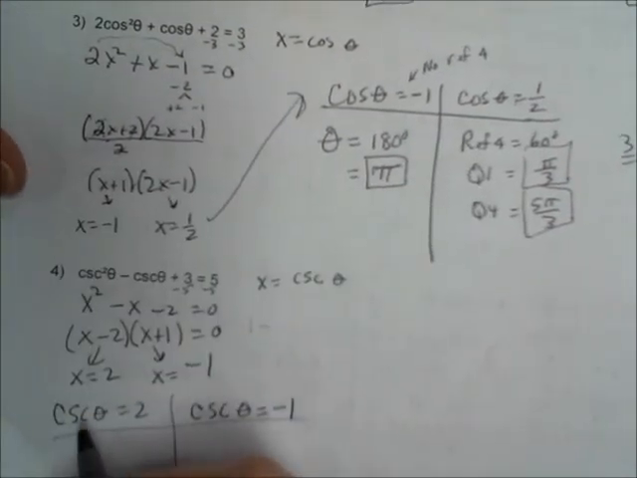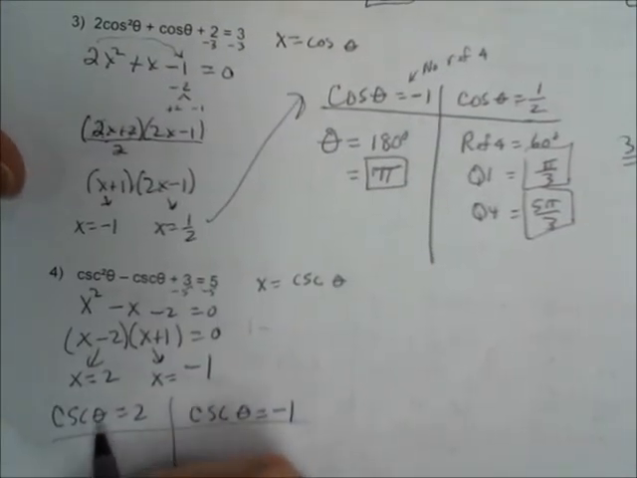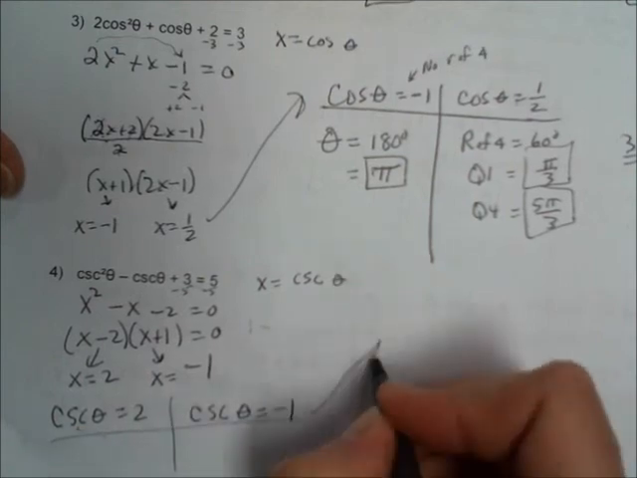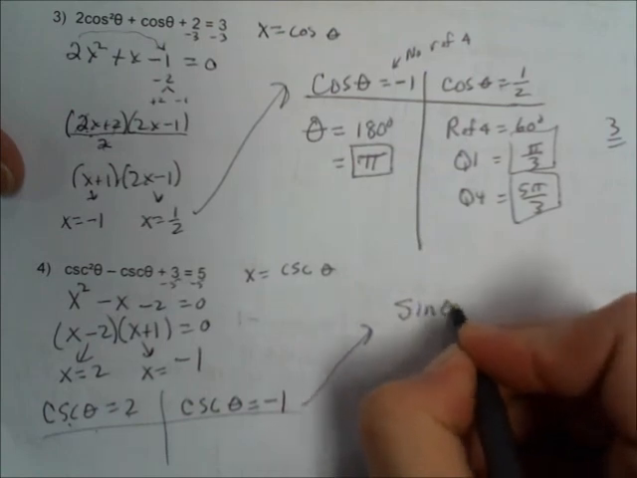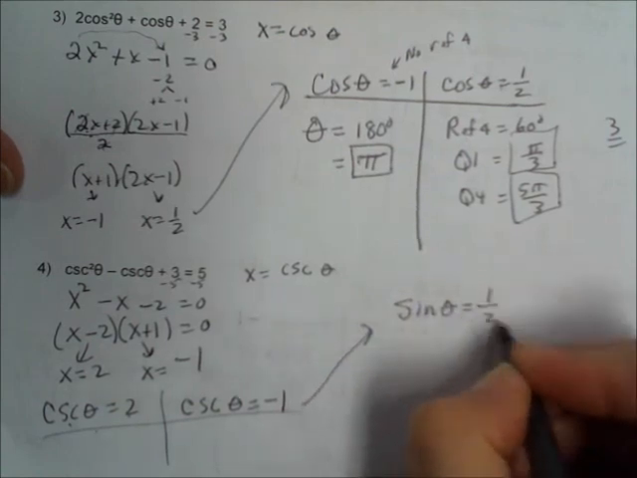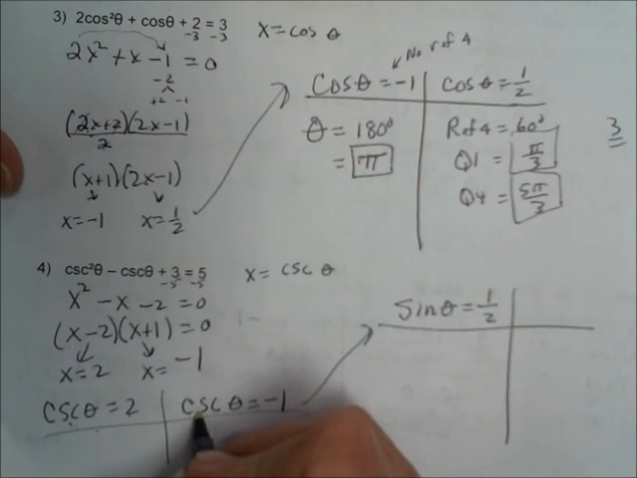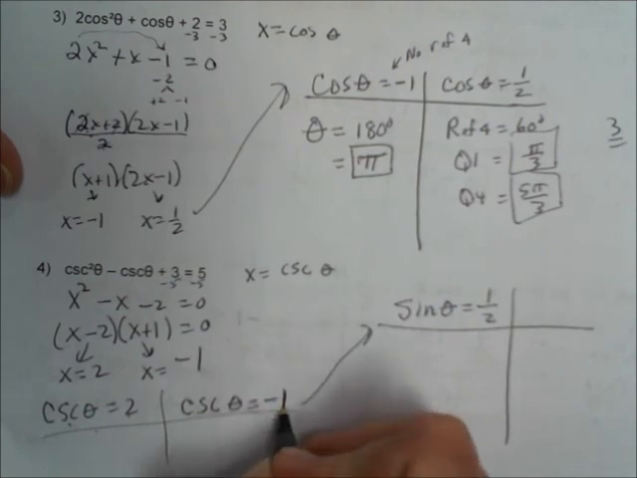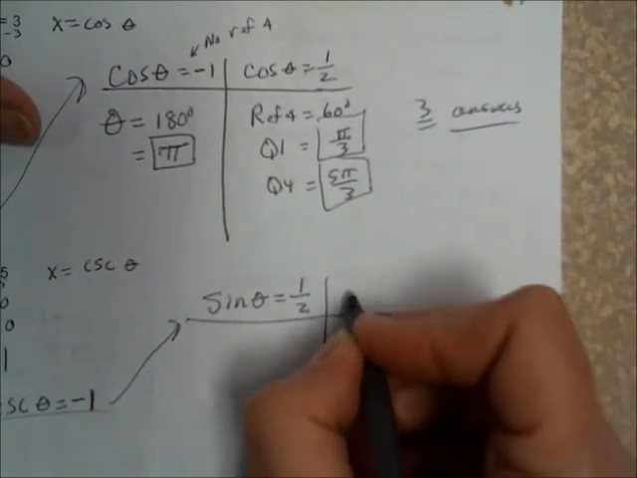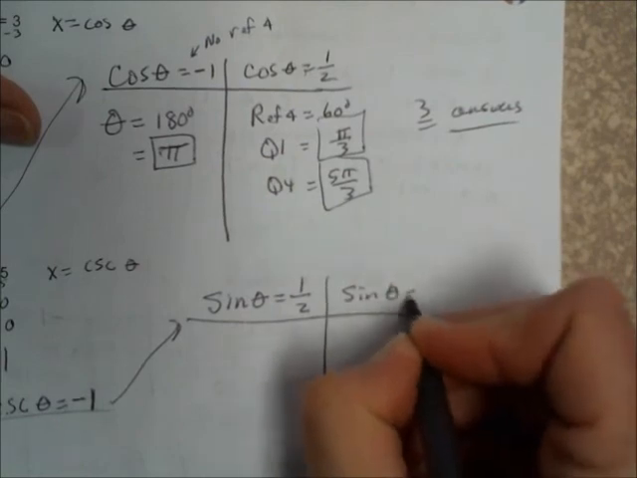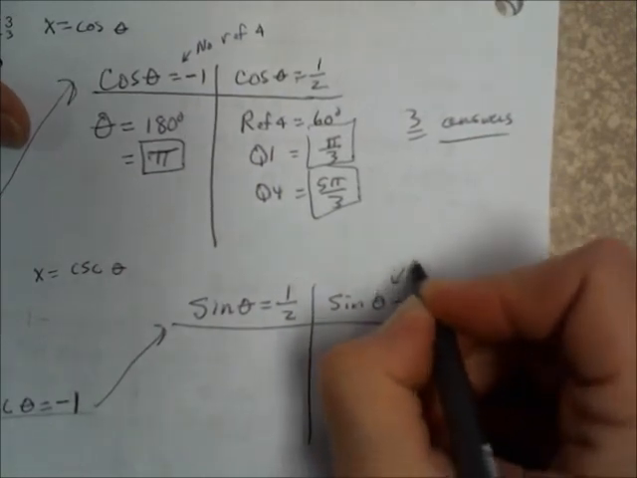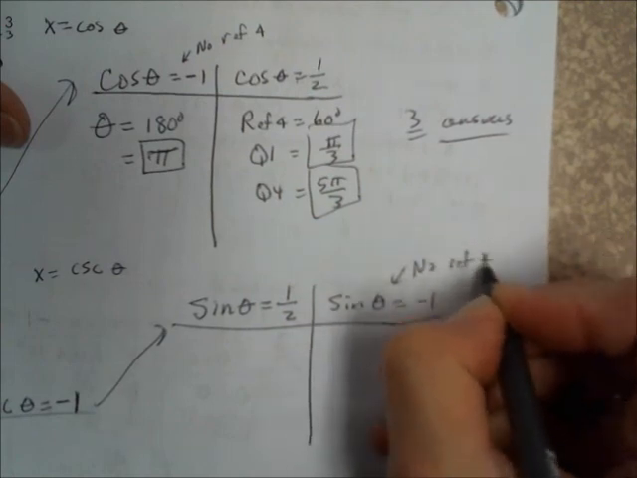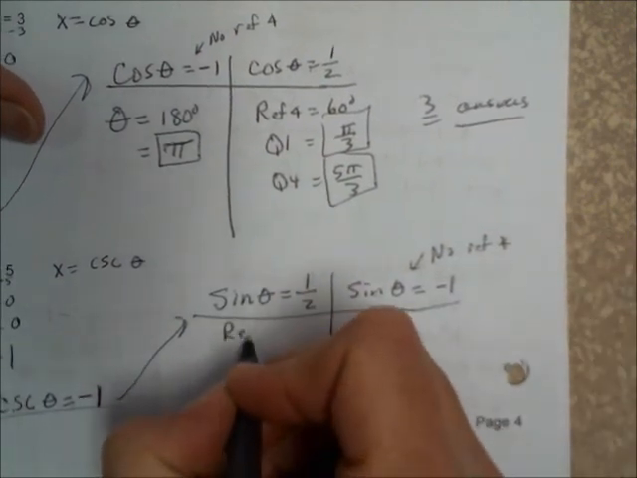But what we have to do is flip this upside down. So we flip the cosecant upside down and we get sine. So the 2 gets flipped upside down. So we've got sine of theta equals 1 over 2. And we've got sine of theta equals -1. The reciprocal of -1 is -1. So sine of theta is equal to -1. Well, here's a sine equaling -1. Again, there's no reference angle for this one.